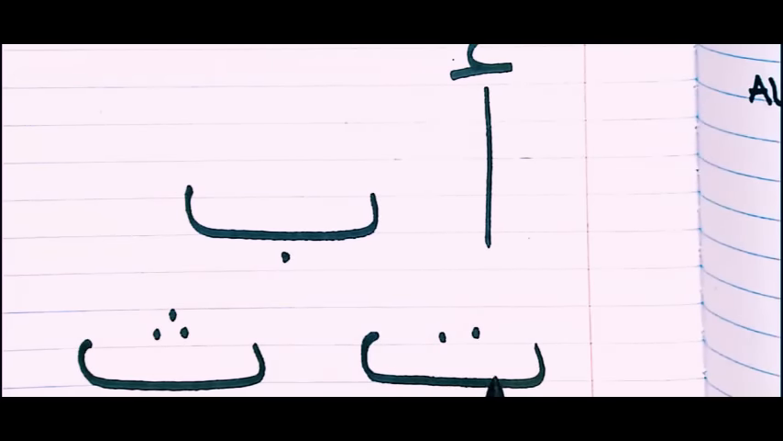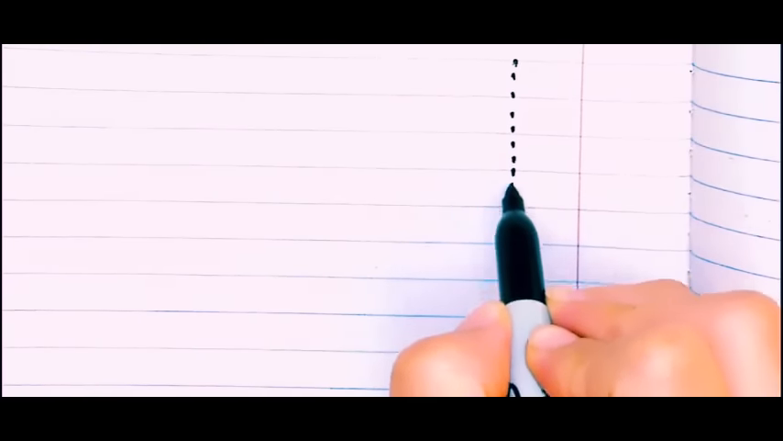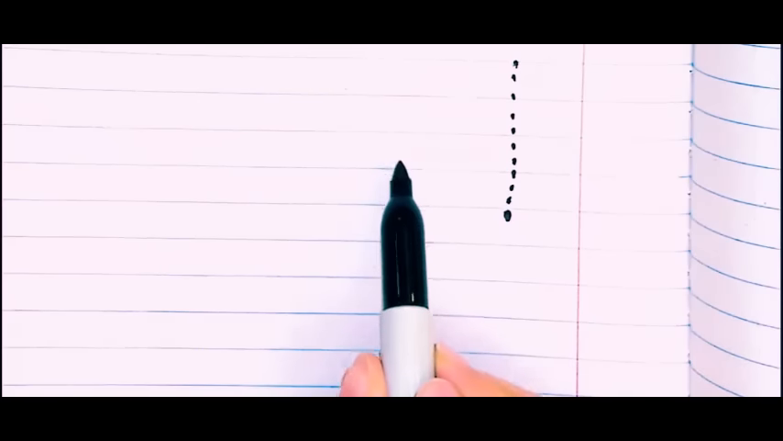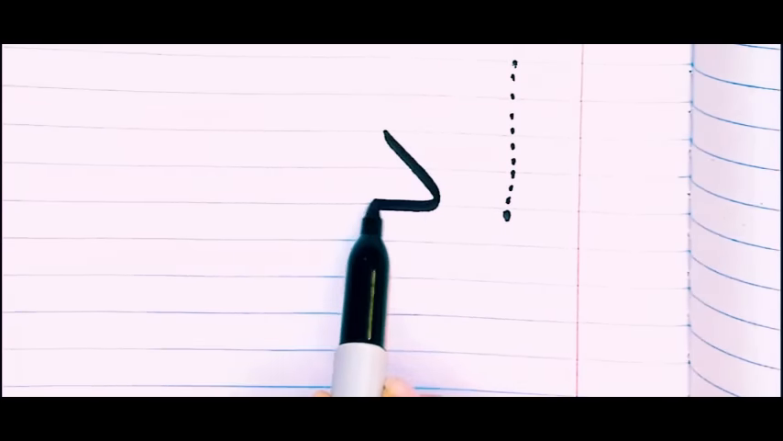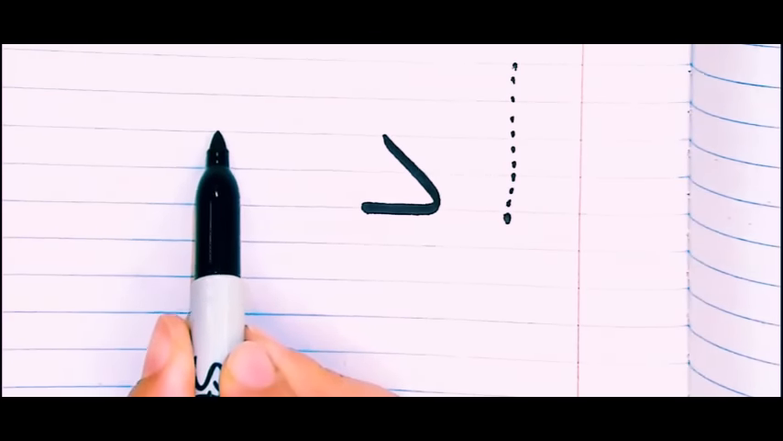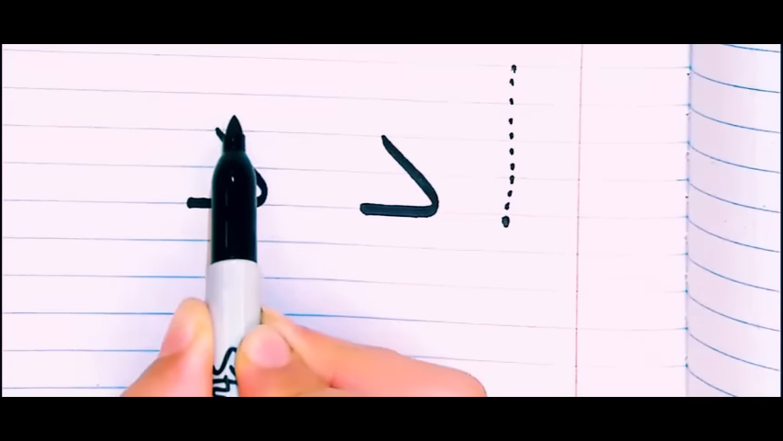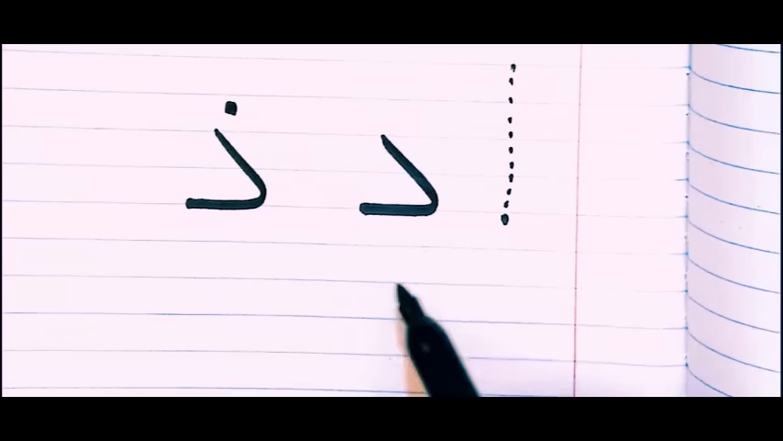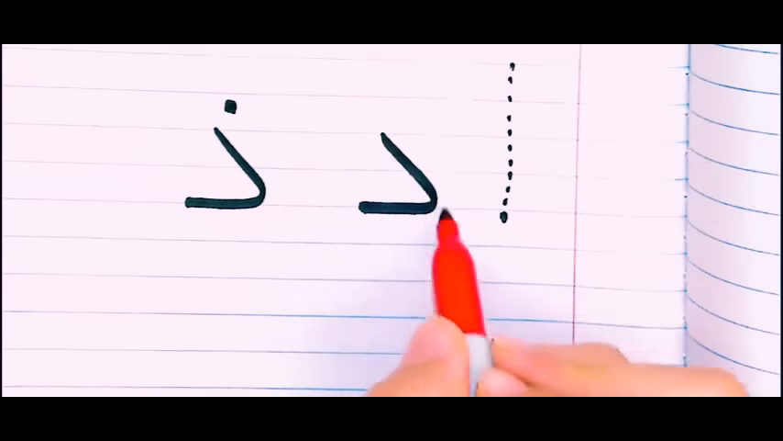Alif, ba, ta, tha. Now we're going to do another set. Dal. Let me get a cleaner page. So look how I'm going to start. It's shorter. If I start alif from here to here, this would be the height of the alif. The dal should be half. Dal, dal. See how short? So it has a little curved corner right here.